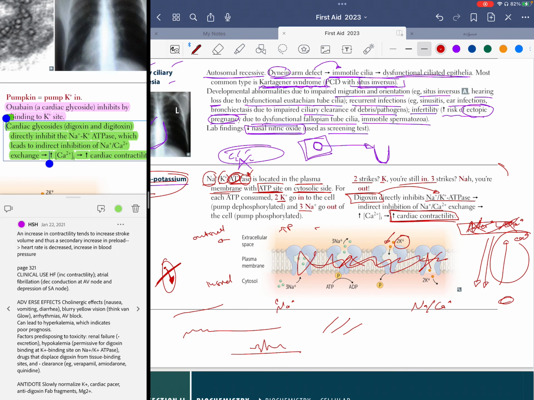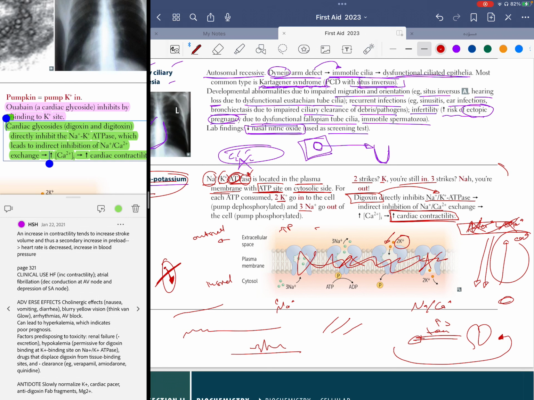stroke volume, and there is a secondary increase in preload because the heart is pumping a lot, and of course a lot of blood is going back to the heart in the venous system. So that leads to increased preload, and the preload rises above the heart rate. This also increases blood pressure. Because we have a lot of preload, the heart rate gets decreased. And because we have parasympathetic activity, that would lead to an increase in blood pressure.